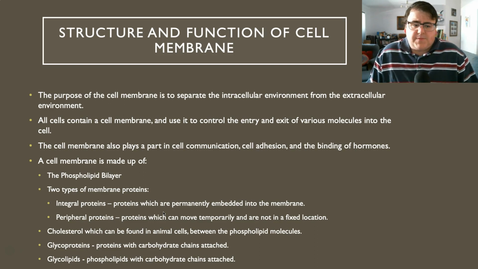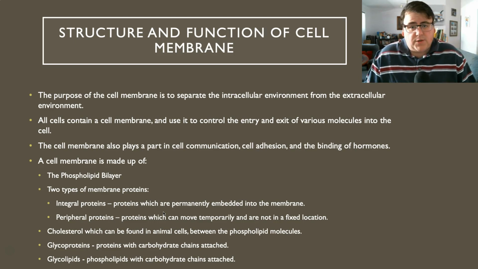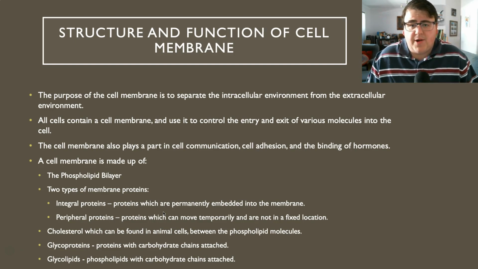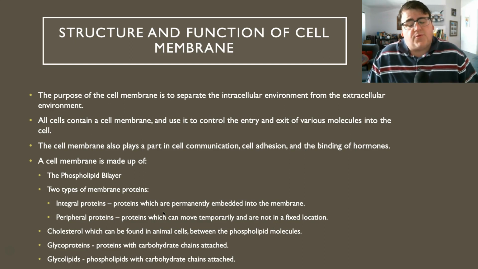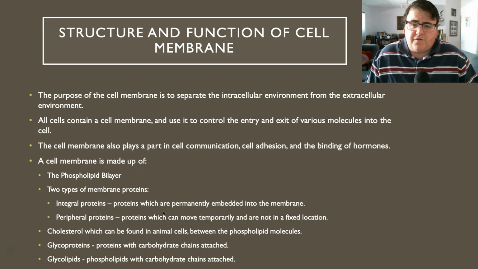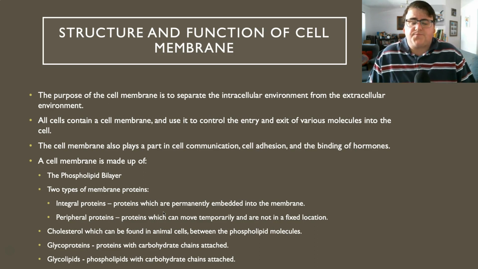But what actually makes up a cell membrane? Well, every cell membrane is made up of a phospholipid bilayer, which we'll look at on our next slide. There's 2 different types of proteins. We have integral proteins. Integral proteins are proteins that are embedded inside the membrane and physically can't move, so they're permanently in those locations. There's also peripheral proteins, which are not fully embedded into the membrane and can actually move back and forth in different positions, so they're not in a fixed location.